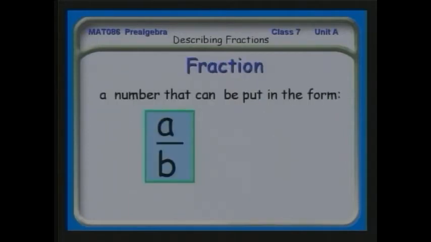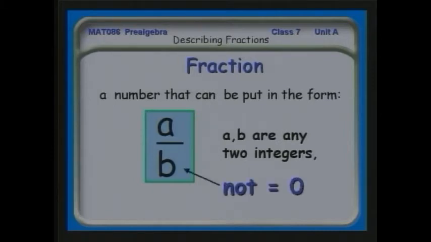We can write a fraction this way. It's a number that can be put into the form a over b, where a and b are any two integers, except again we have to remember that we cannot divide by 0. You can't say I have so many parts of 0. It doesn't work. b cannot be equal to 0.